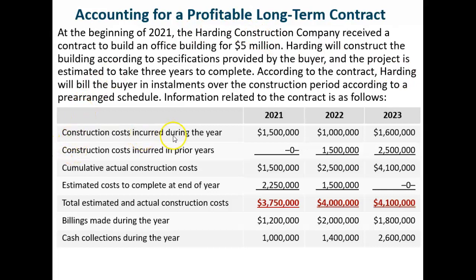Construction costs incurred during each of the 3 years are $1,500,000 in 2021, $1 million in 2022, and $1,600,000 in 2023. If you add those three amounts up, the total construction costs for the entire project are $4,100,000.